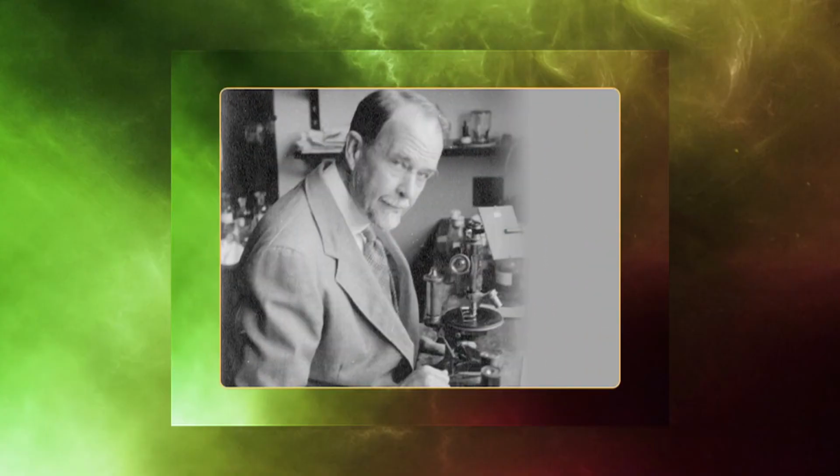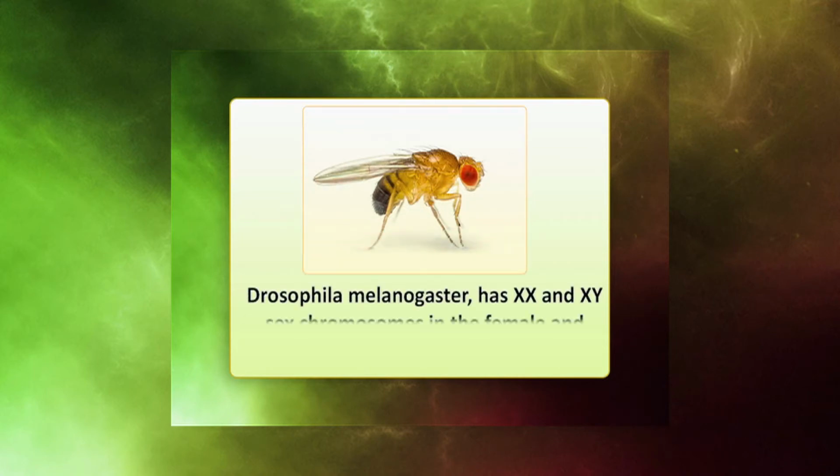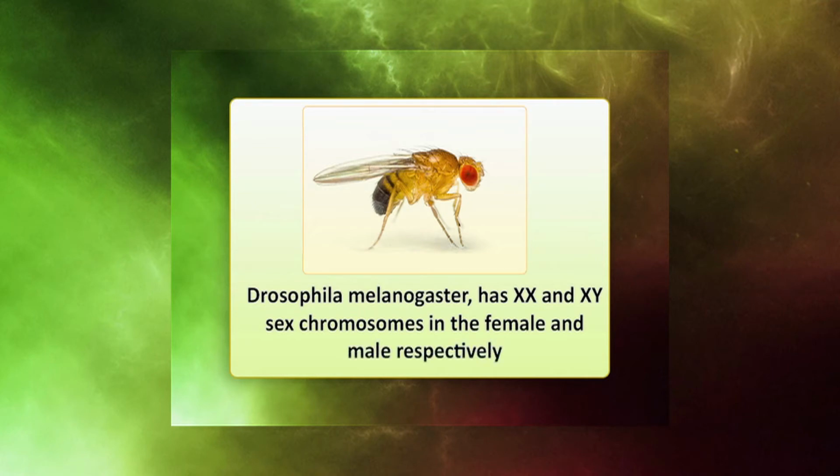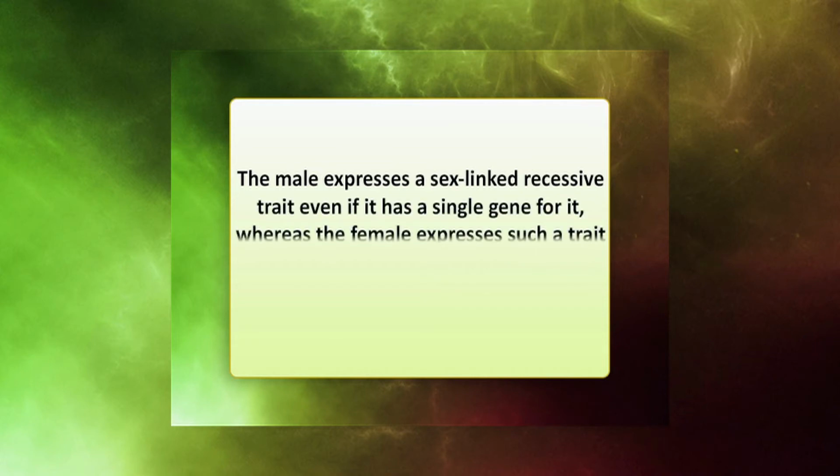Sex linkage was first discovered by Morgan in 1910 in the fruit fly Drosophila melanogaster. This fly has XX and XY sex chromosomes in the female and male respectively. Its eye color gene is located in the X chromosome and there is no corresponding allele in the Y chromosome. The male expresses a sex-linked recessive trait even if it has a single gene for it, whereas the female expresses such a trait only if it has two of them.